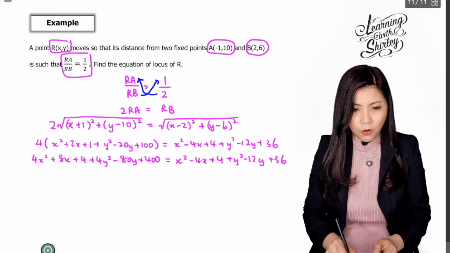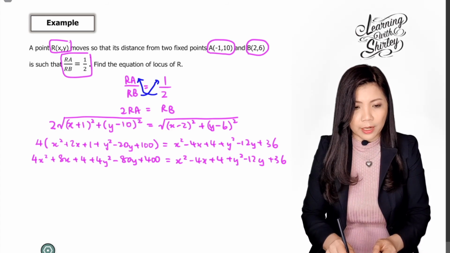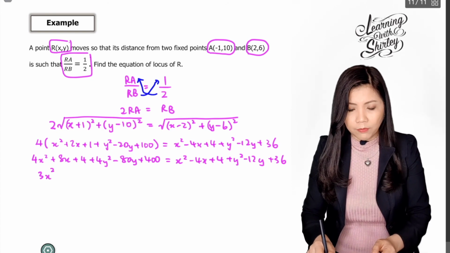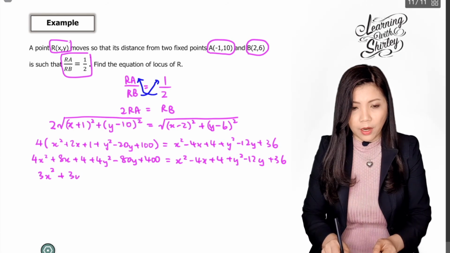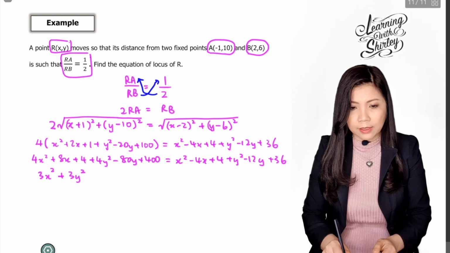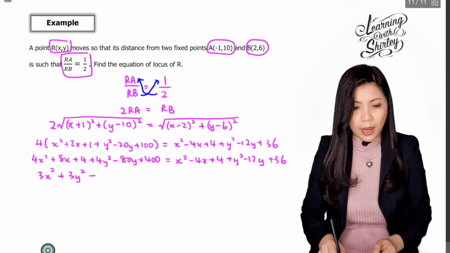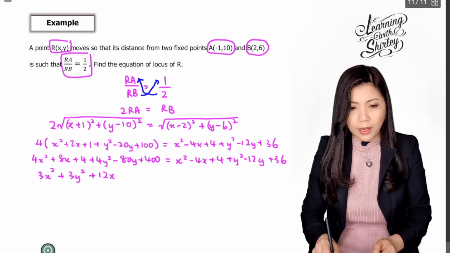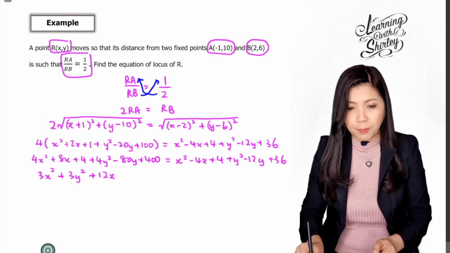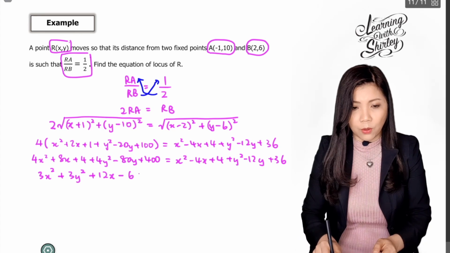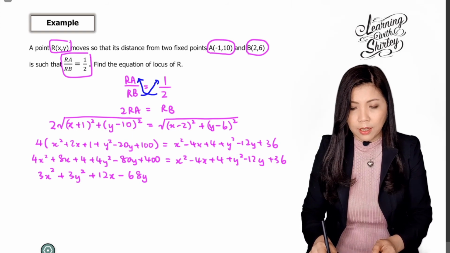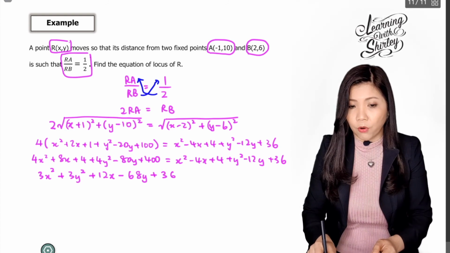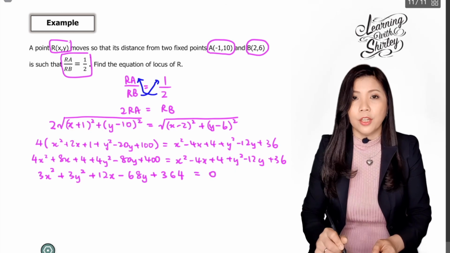Here, 4x² - x², so we have 3x². For y², 4y² - y², we have positive 3y². For x, 8x + 4x, we have 12x. For y, we have -80y + 12y, we'll get -68y. And then for the numbers, we have 4 + 400 - 4 - 36, so we'll get positive 364, and it equals 0. So that's the answer.